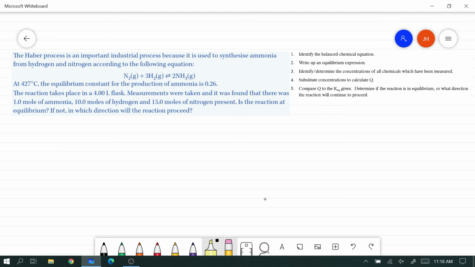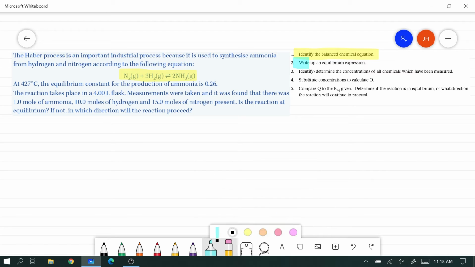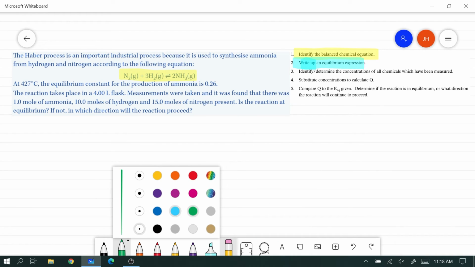So in this, we're going to be doing a Keq versus Q calculation. Once we are able to compare those two values, we can then decide whether we're in equilibrium or not, and then also make a prediction on the outcome of the reaction. So we're going to run through our steps to be able to get to that point. The first thing that we need to do is identify the balanced chemical equation. That one's there. And using that information, we can then write up an equilibrium expression. So we're going to do that next.